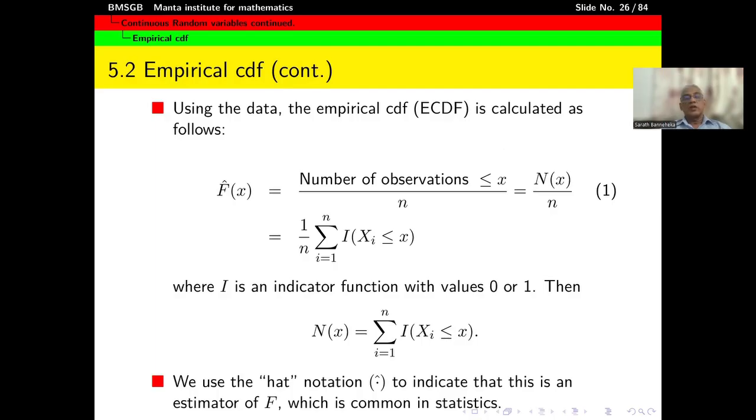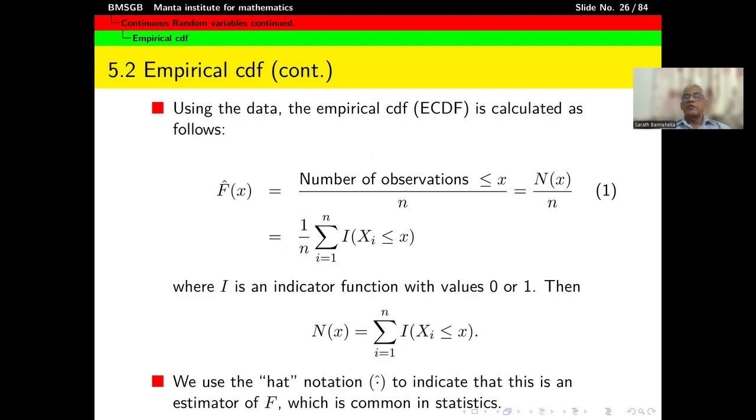F hat of x. F hat denotes the estimated F. The estimated cumulative distribution function is denoted by F hat. So F hat evaluated at some real number simple x is defined as the number of observations in our data set which are less than or equal to this number simple x, divided by the total number of observations in the data set. Therefore, it is actually the sample proportion of observations in the data set which are less than or equal to this real number simple x.